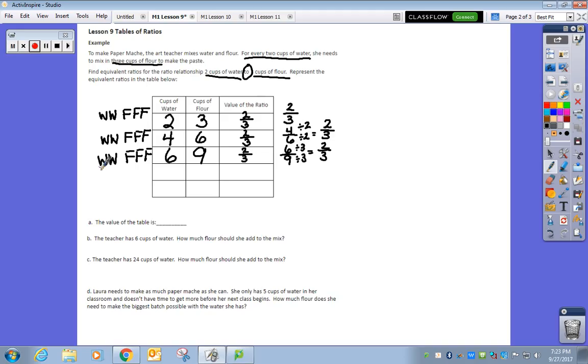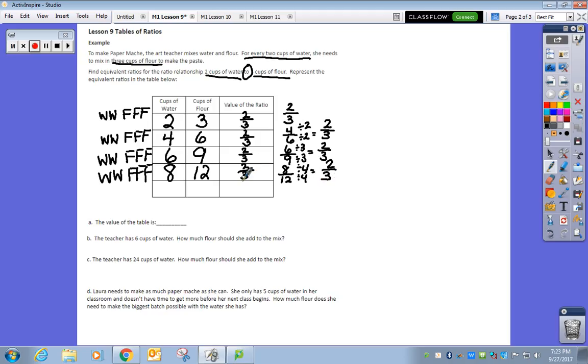If I wanted to make more, another 2 cups of water, 3 cups of flour. For water, I now have 2, 4, 6, 8 cups of water, 3, 6, 9, 12 cups of flour. For the value, 8/12, both can be divided by 4 to create that value of 2/3.